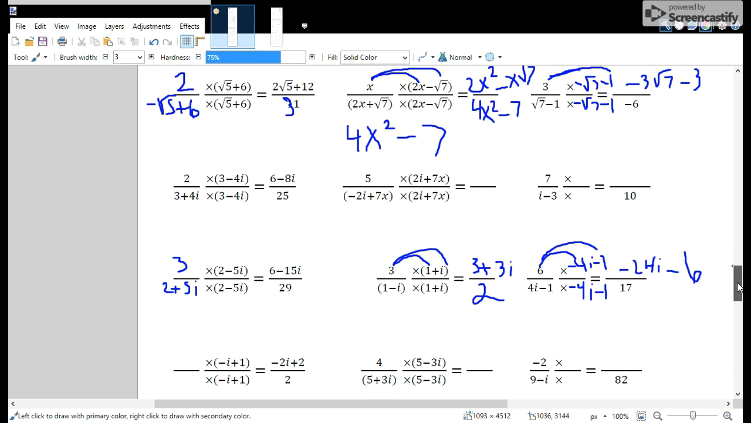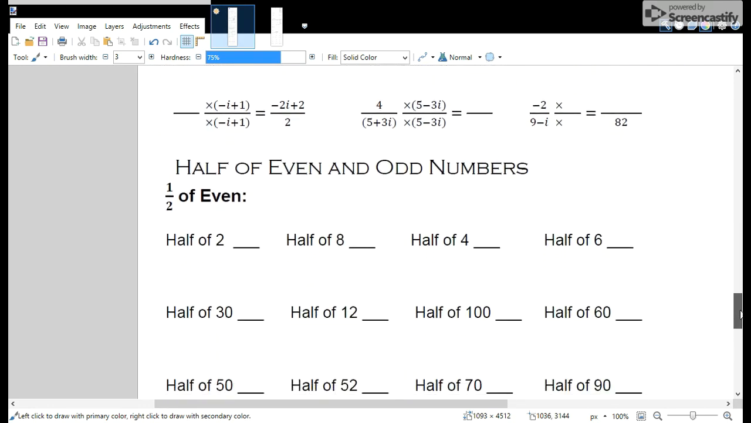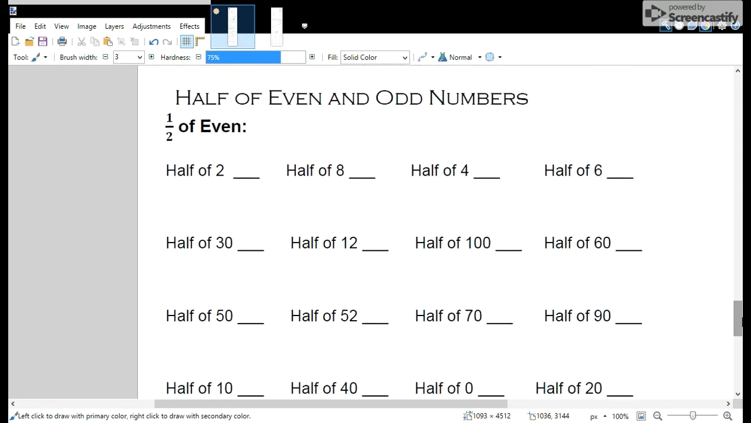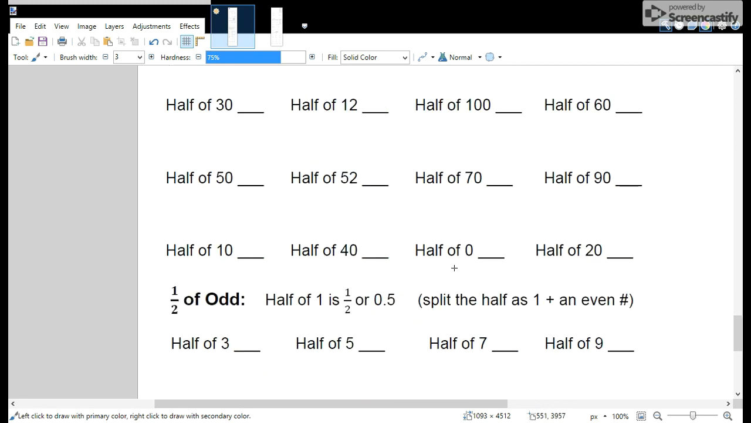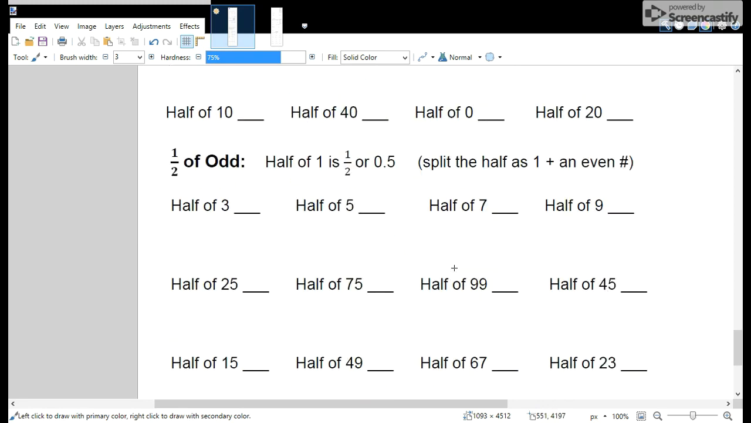Let's turn to the next page. Half of even and odd numbers. So let's find half of these even numbers. Half of 2 is 1. Half of 4 is 2. Half of 6 is 3. Half of 8 is 4, and so on. Let's do half of odd numbers.